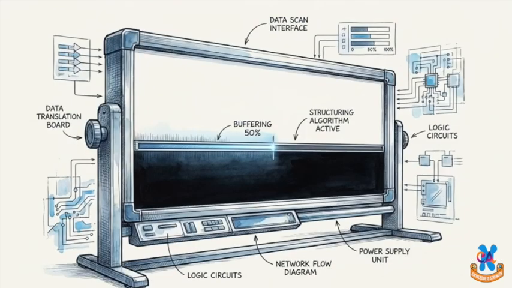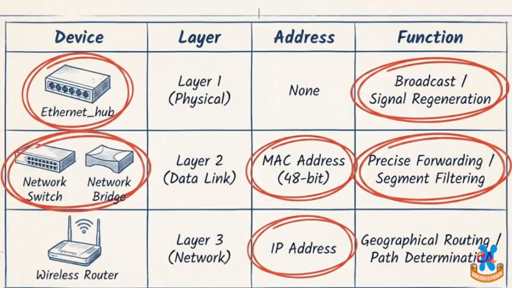We can now synthesize these components into one final master matrix. This grid aligns the hardware to its operational logic. Hubs and repeaters sit at Layer 1 and read 0 addresses. Switches and bridges operate at Layer 2, routing traffic using hardware MAC addresses. Routers live at Layer 3, dictating paths using IP addresses.